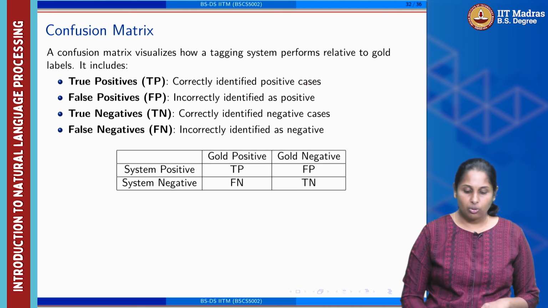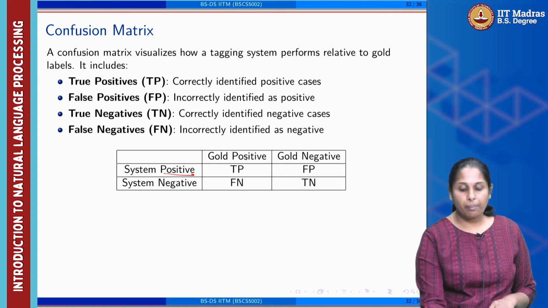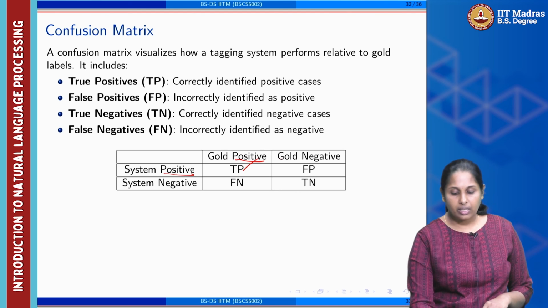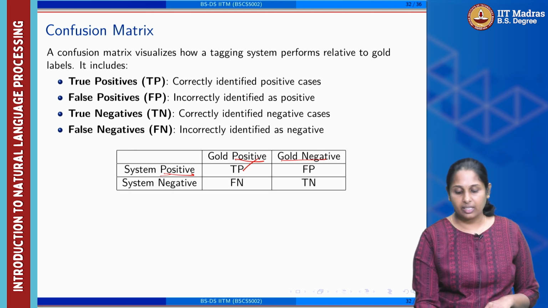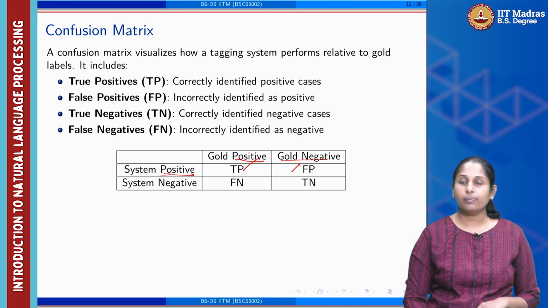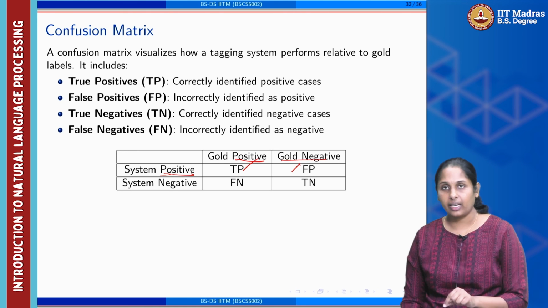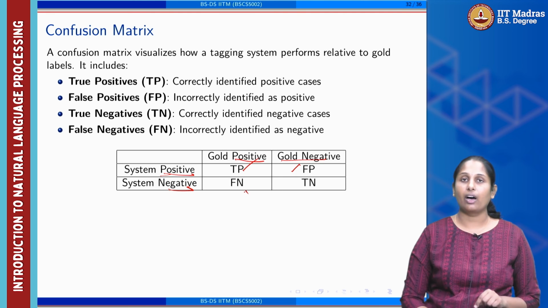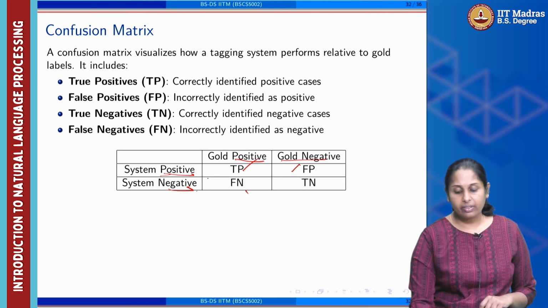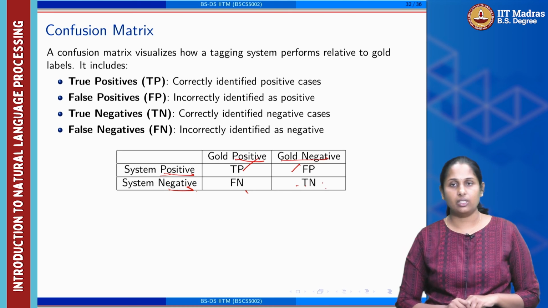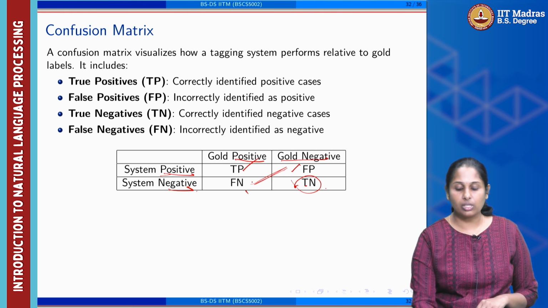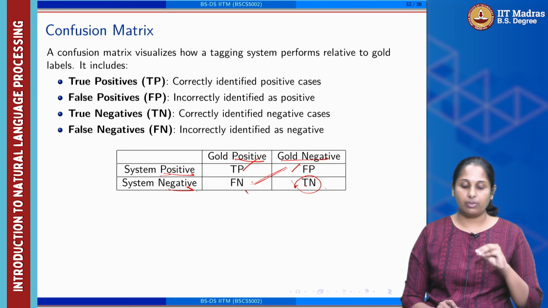So how are these things used? Let's say the system is giving us positive, and the gold, that means the human label, is also positive. They are true positives. If gold is actually negative, but the system identified it as positive, again it is a false positive. If the system identified it as negative, but gold says it's positive, they are false negatives. And if the system identifies something as negative, and similarly gold is also negative, these are all true negatives. But the problem comes only in these 2 cases, where there is a difference between false positives and false negatives.